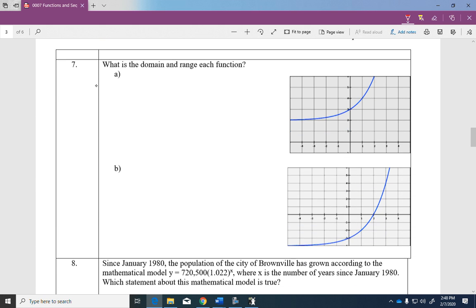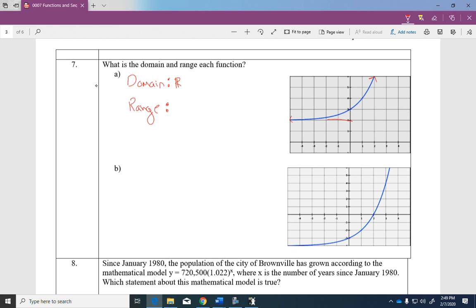What is the domain and range of each? I love that the graph is here. When we have a typed graph, we are assuming that there's arrows at the ends here. So we would say that the domain is all real numbers, while the range isn't. The range never is.